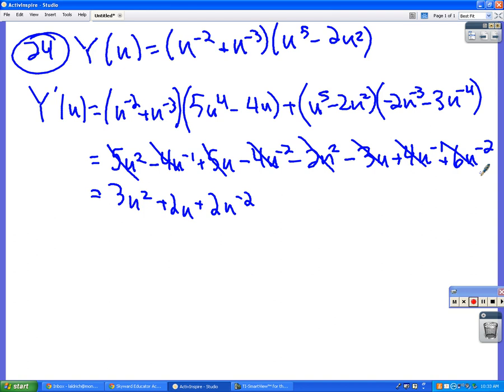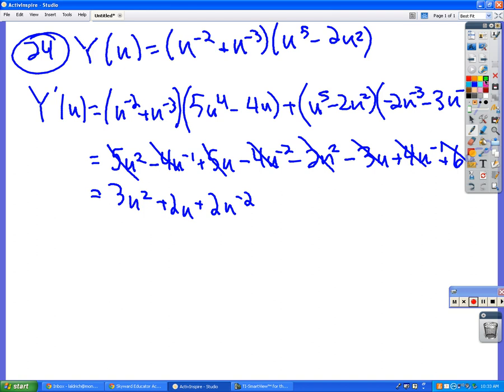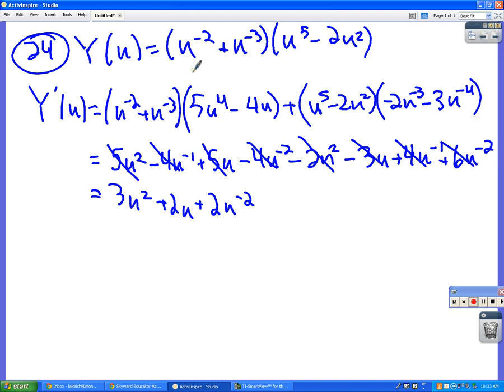So yeah, we probably should have FOILed first. So if I do that up here, first times first is going to be u squared. Outside times outside is, that's convenient, negative 2. Inside times inside is also u squared. And last times last is negative 2u to the negative 1. Okay? And then we can combine our like terms there and get 2u.